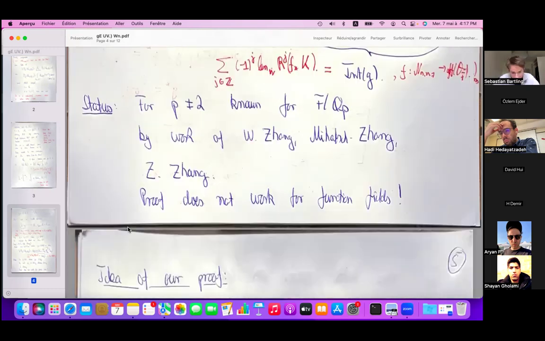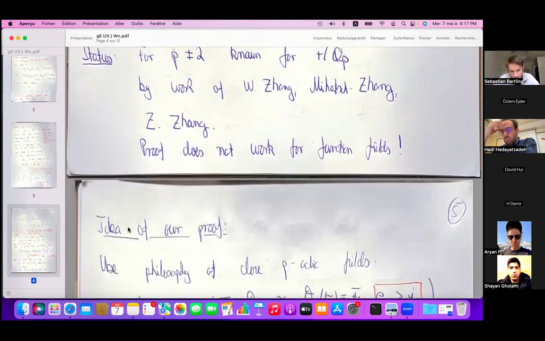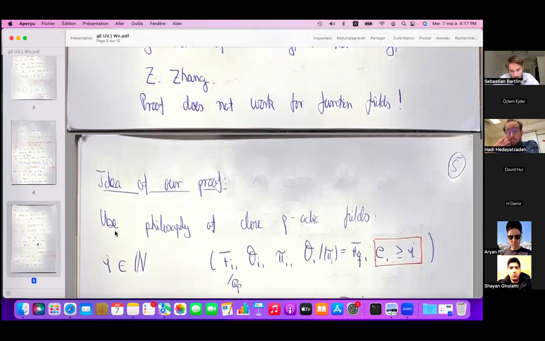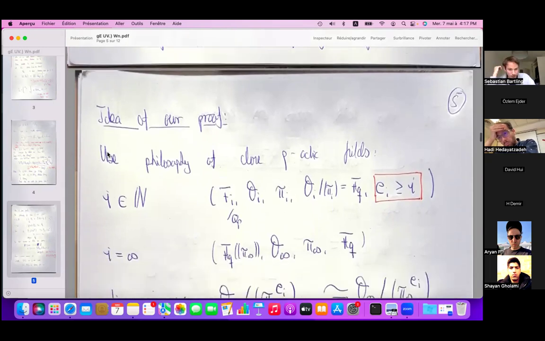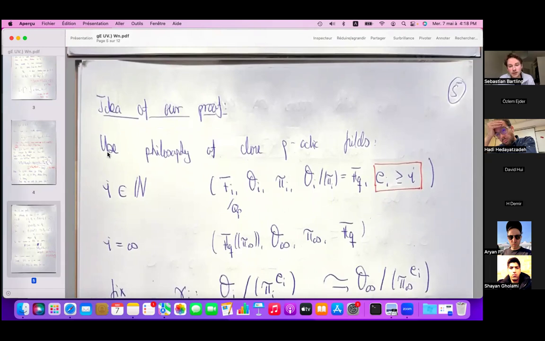Okay, but let's first roughly tell you the idea of how we prove the arithmetic fundamental lemma in the function field situation. So there's something called the philosophy of close p-adic fields, which, I don't know too well where this started, but people usually attribute it to Krasner already. Deligne used it, Kazhdan also, and very recently also Daniel Hu.